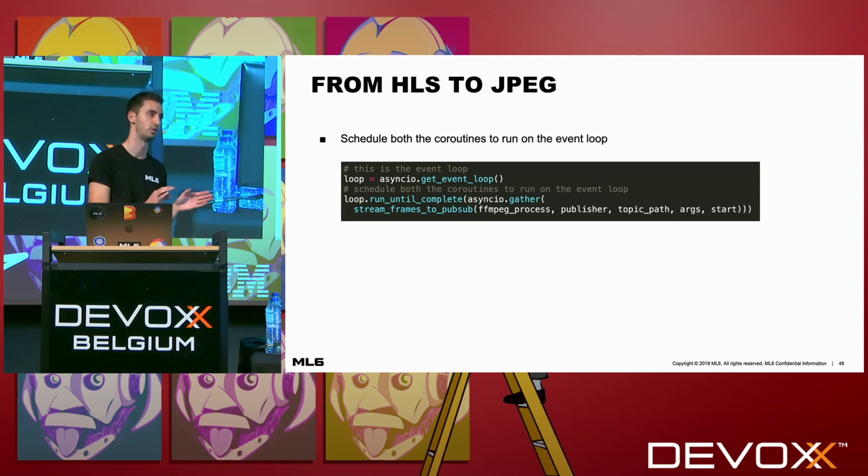So now that we have our two processes defined, we just need to chain them together. What we're doing here is defining an asynchronous loop, and then we say stream frames to PubSub, and it plugs in on the FFmpeg process. The FFmpeg process will continuously drop frames in the standard output, and then the asynchronous downstream function will pick up that bytes string and publish that to PubSub. Okay.